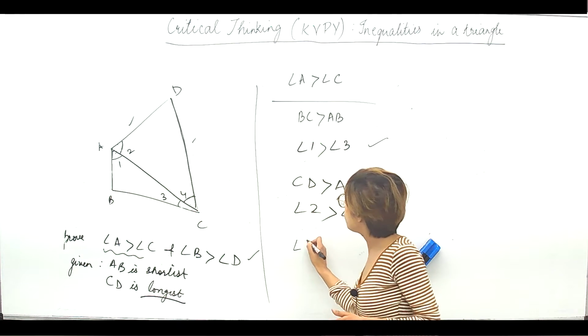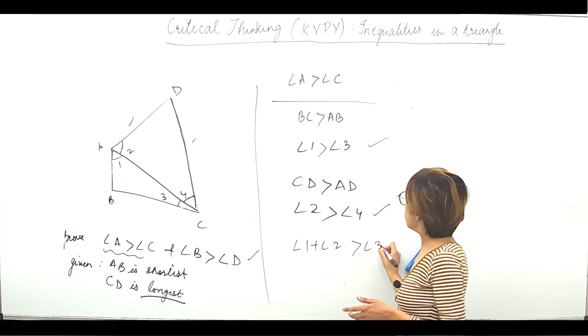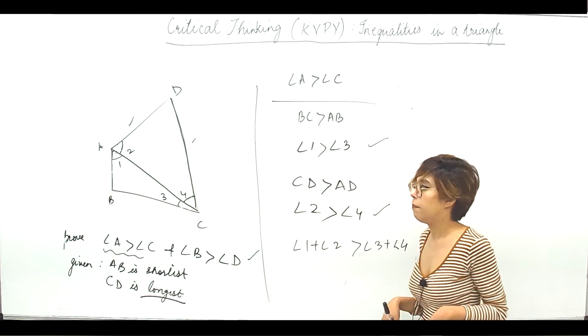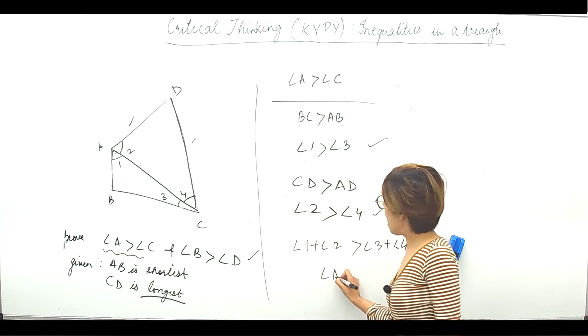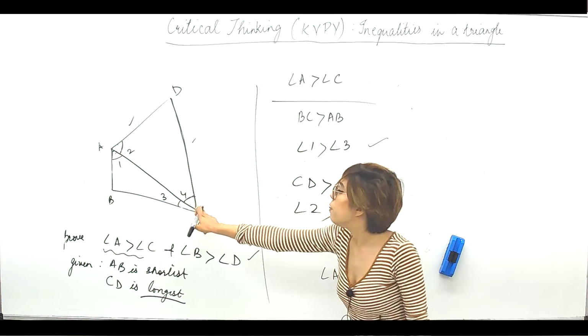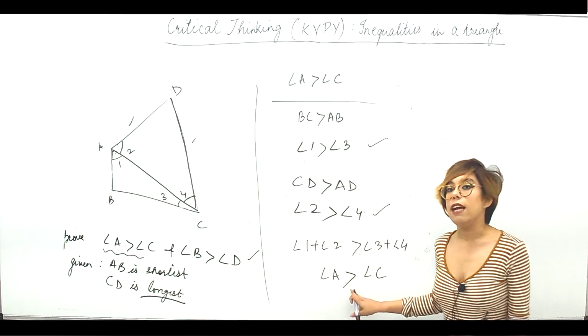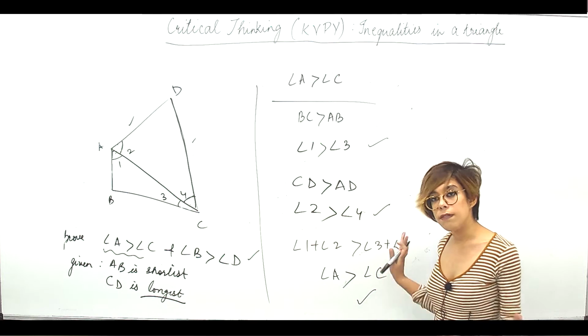So I'll get angle 1 plus angle 2 greater than angle 3 plus angle 4. Positive quantities there, so it is not a problem. Don't worry. Now angle 1 plus angle 2 is nothing but angle A, and angle 3 plus angle 4 is nothing but angle C. So angle A is greater than angle C. Hence proof. That fun part is done.